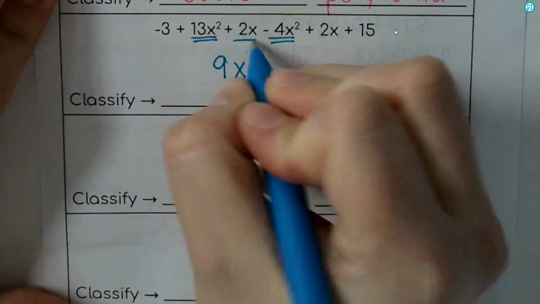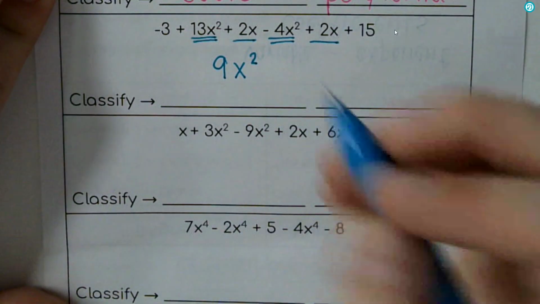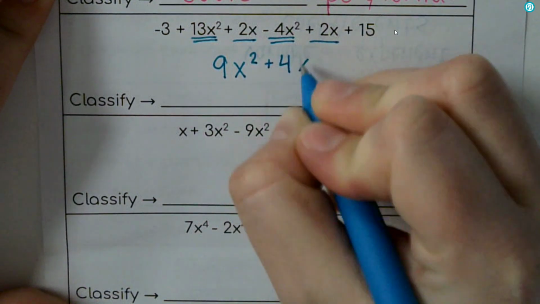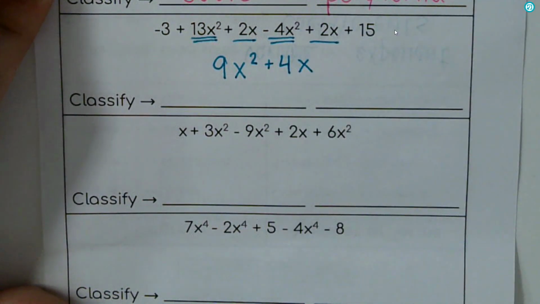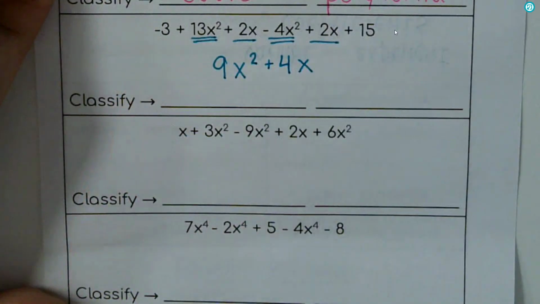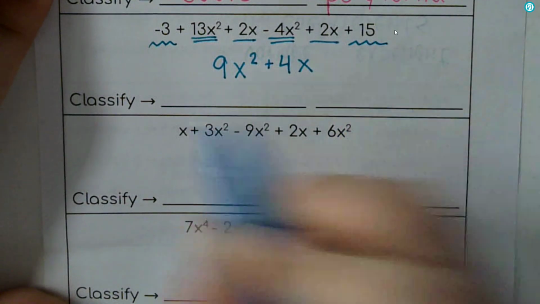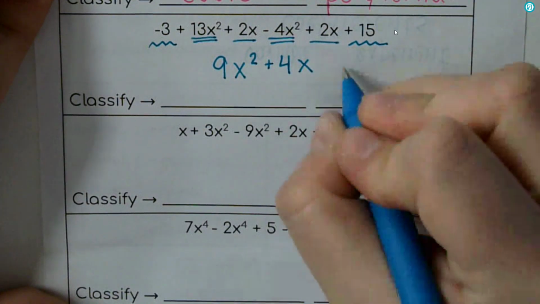Then I've got a 2x and a 2x. 2x plus 2x is 4x. And then I have my negative 3 and my 15. Sometimes I do like a zigzag underneath them to be different. Negative 3 and 15 is 12.